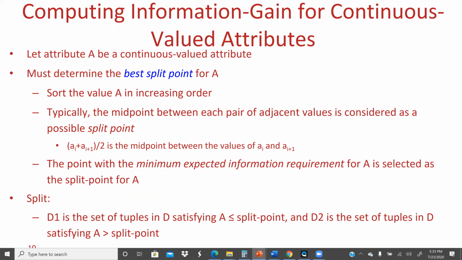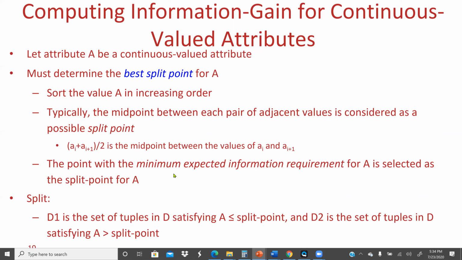So here, computing information gain for continuous value attributes. Let A be the continuous value attribute; we must determine the best split point for A. So we sort the values of A in increasing order. Typically, the midpoint between each pair of adjacent values is considered as a possible split point. So it will be (ai + ai+1) / 2, the midpoint between the values ai and ai+1.